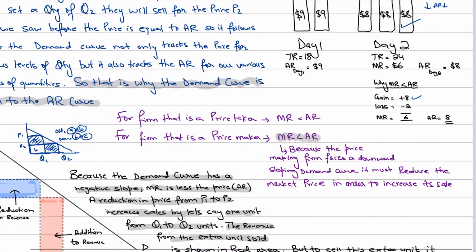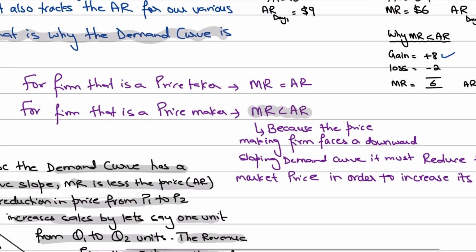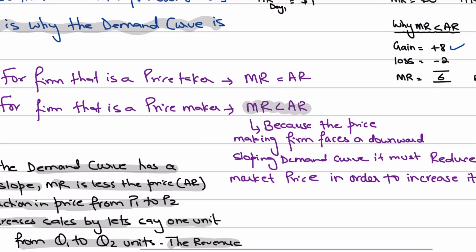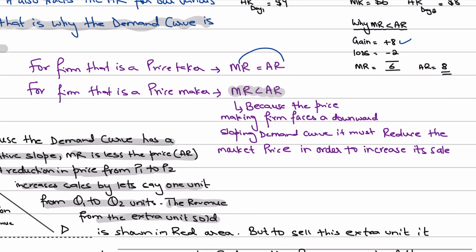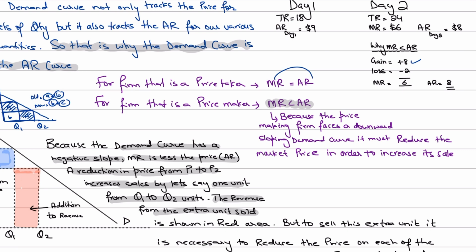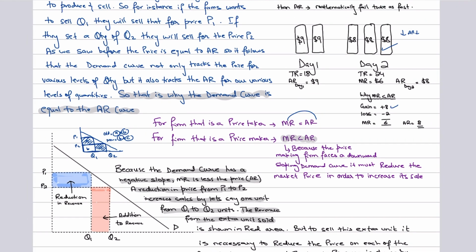Okay, guys, and remember that for a price taking firm in perfect competition, we know that the MR is equal to the AR. But for a firm that is a price maker in imperfect markets, the MR is less than the AR. And the reason why, I'm going to repeat it again and again, is that the price making firm is facing a downward sloping demand curve. It has to reduce the market price in order to increase its sales. But then the market price is reduced not only on the additional units that you're selling, but on all the previous units as well. That makes your marginal revenue less than your average revenue. And each time you reduce your price to sell more, your MR falls faster than your average revenue, right? So I think I've covered everything.